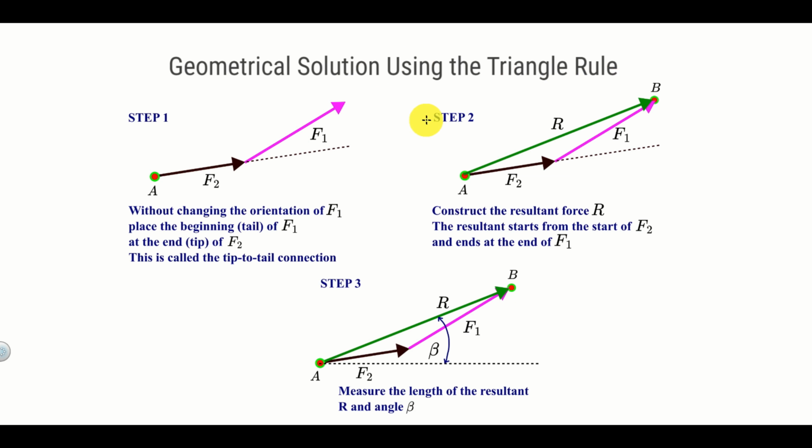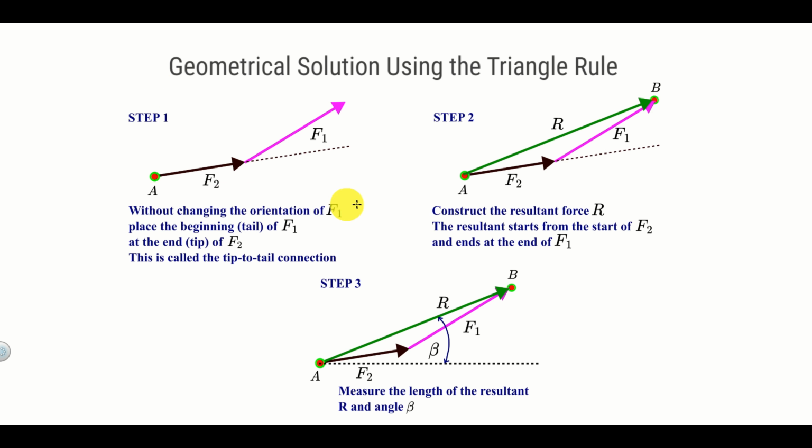An alternative geometrical solution is to use the so-called triangle rule. Here's the main idea. In step number 1, without changing the orientation of the force F1, we simply place the beginning or the tail of the force F1 at the end or tip of the force F2. That is, we simply translate the force F1 and place it at the end of force F2. And the result will look like this.